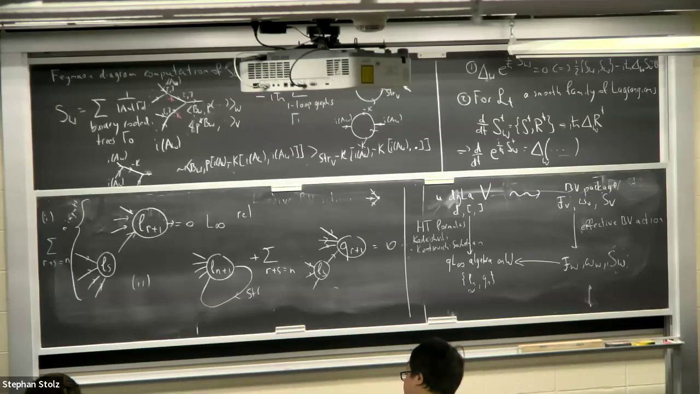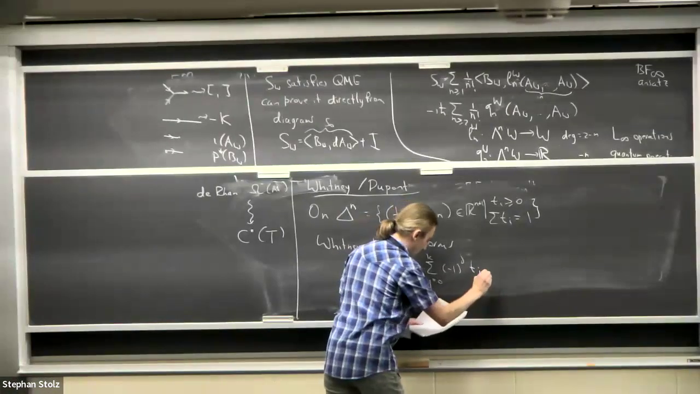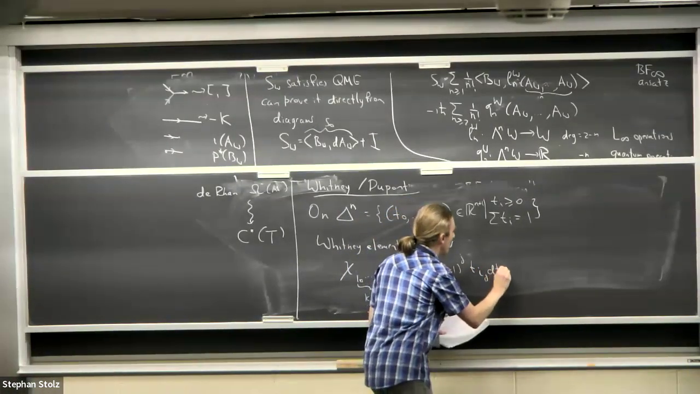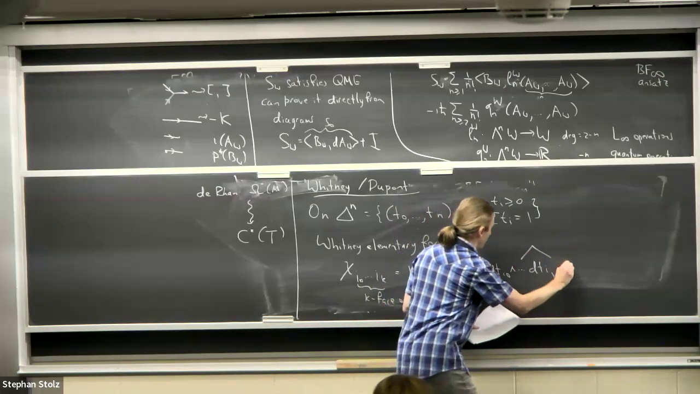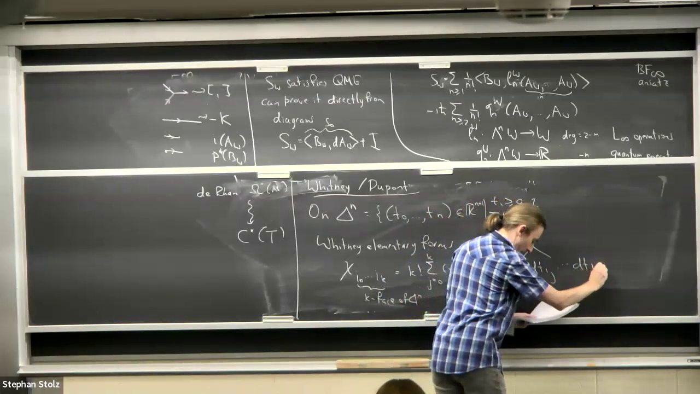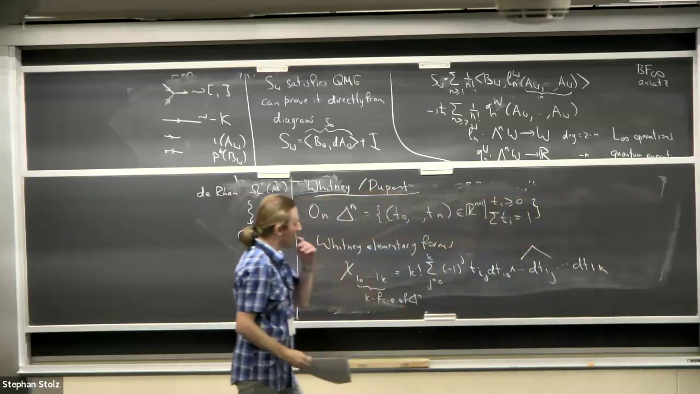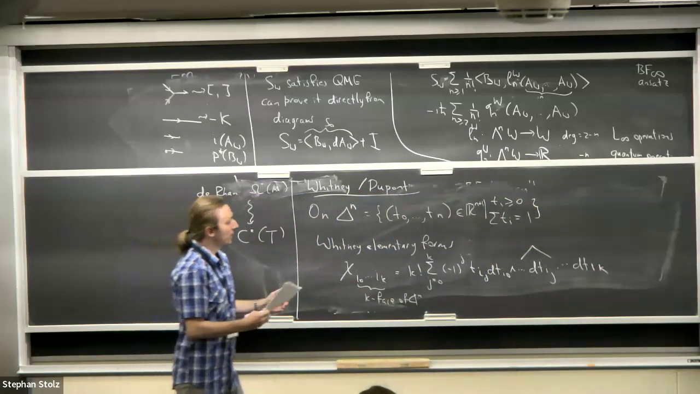Then the corresponding differential form is the following. It's a sum from j equals 0 to k, (-1)^j t_{i_j} dt_{i_0} wedge dot dot dot, where I omit dt_{i_j}, up to dt_{i_k}.